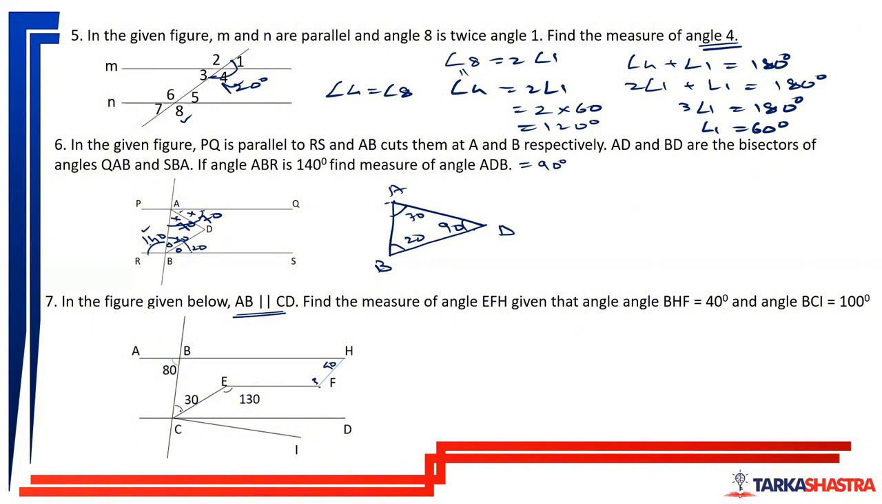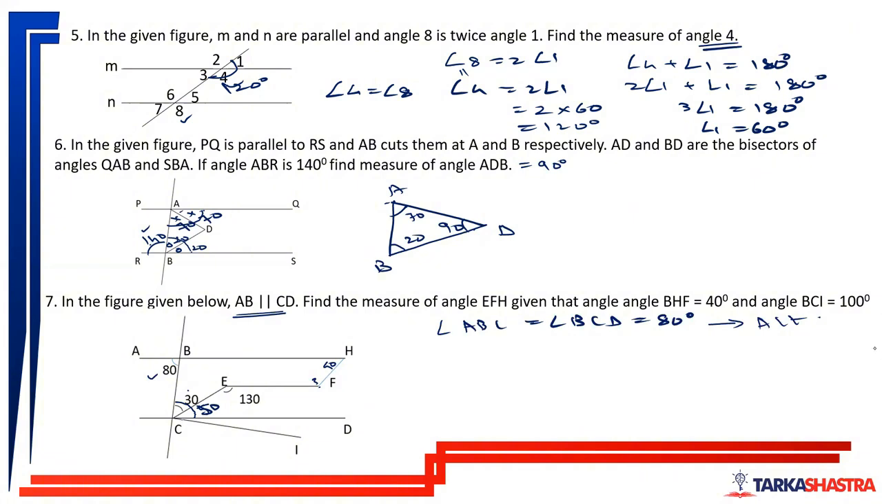If angle ABC is 80 degrees, this angle will also be 80 degrees. This complete angle will also be 80 degrees, which is angle ABC will be equal to angle BCD, 80 degrees. Why? Because these are alternate angles. AH and CD are parallel, and BC is a transversal. And that is why it makes them alternate angles, and alternate angles are equal. Of which, if this is 30, this has to be 50.